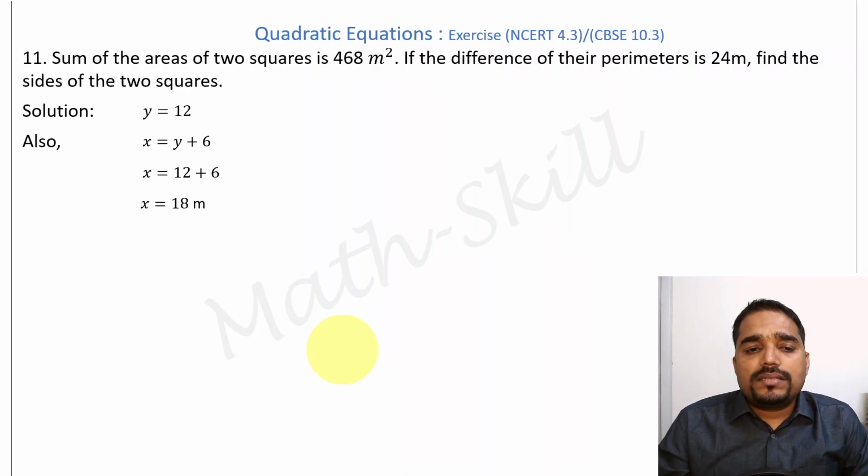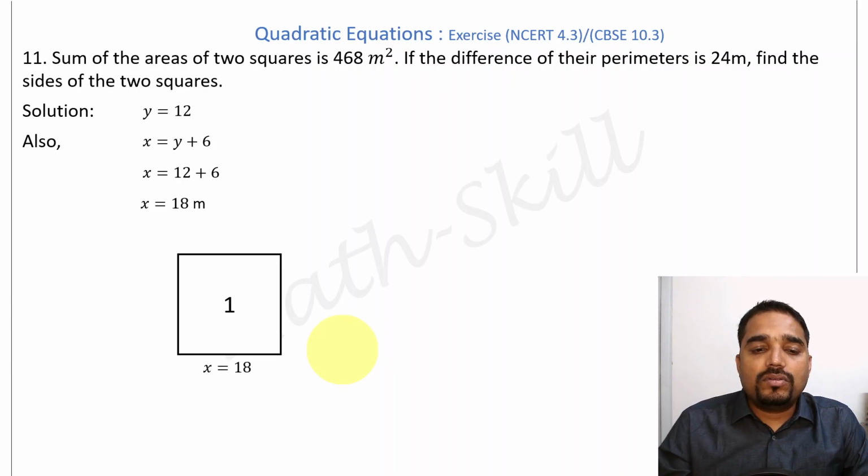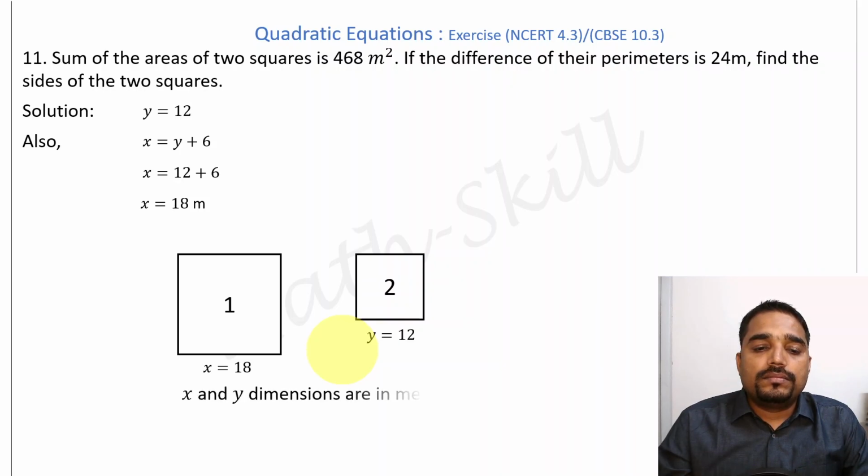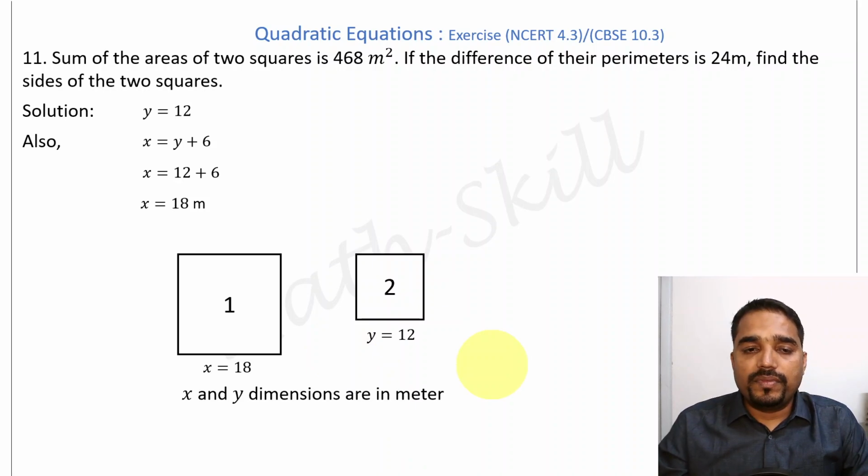The required squares are: first square is of side length 18 meters, and square 2 is of side length 12 meters, wherein x and y are dimensions in meters. These are the required two squares.